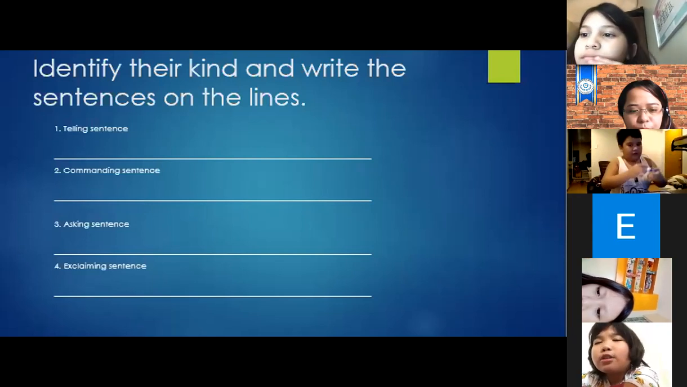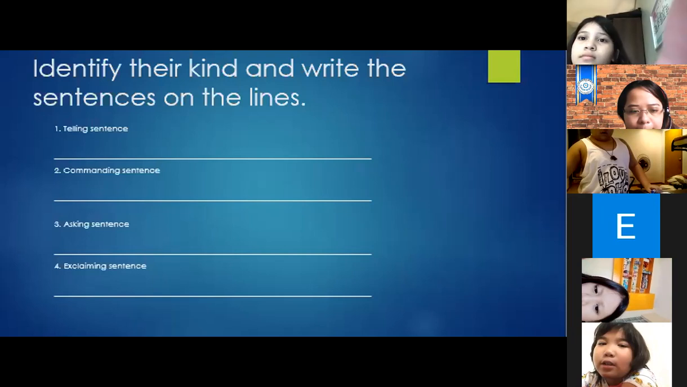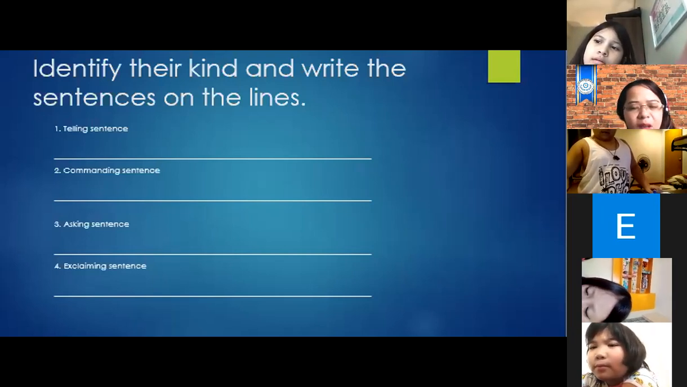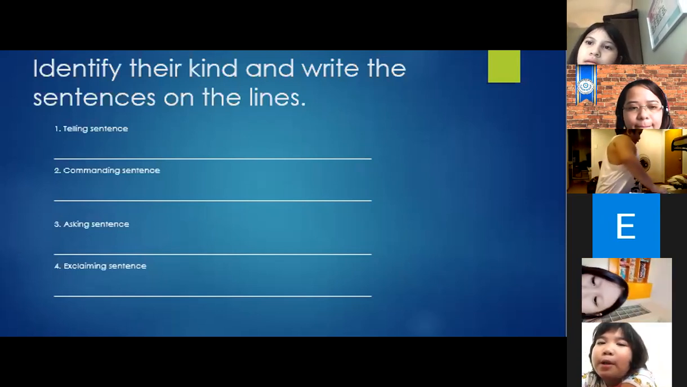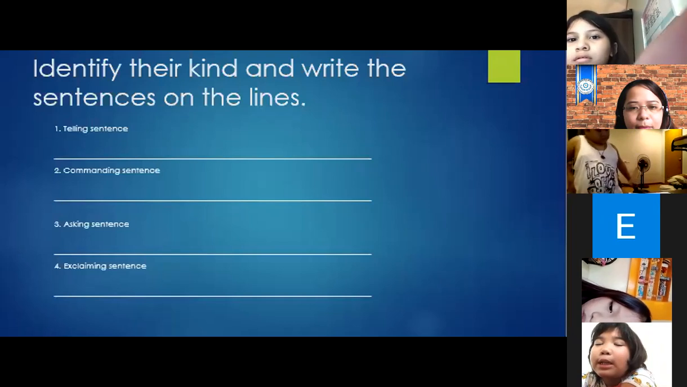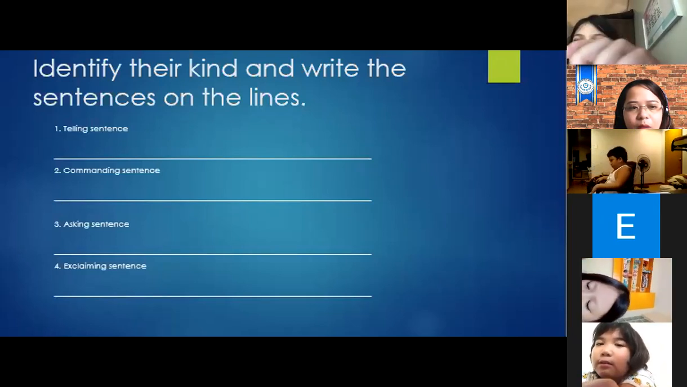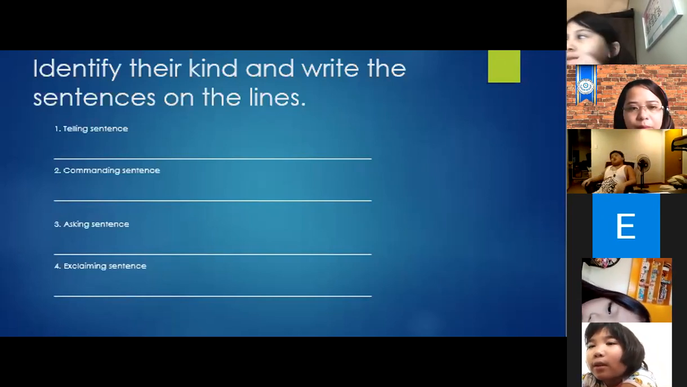Teacher, is it like you tell someone in a sentence? Example, telling, and then you make it a sentence. Teacher Diana, I'm done now. No, we have discussed the kinds of sentences, right?